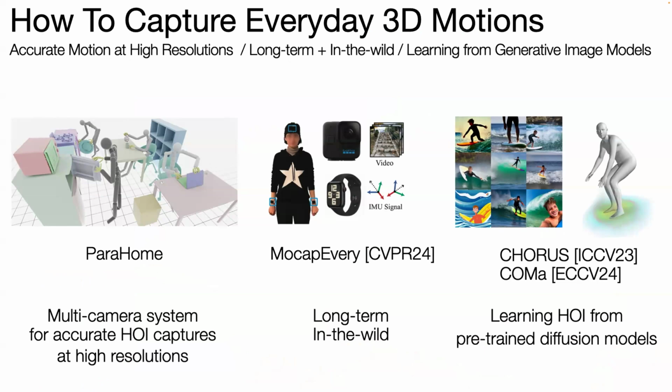So let me move on to the last part. The last part is learning human-object interaction from the pre-trained diffusion model. Along this direction, I'm going to briefly introduce our two papers, CHORUS and COMa.